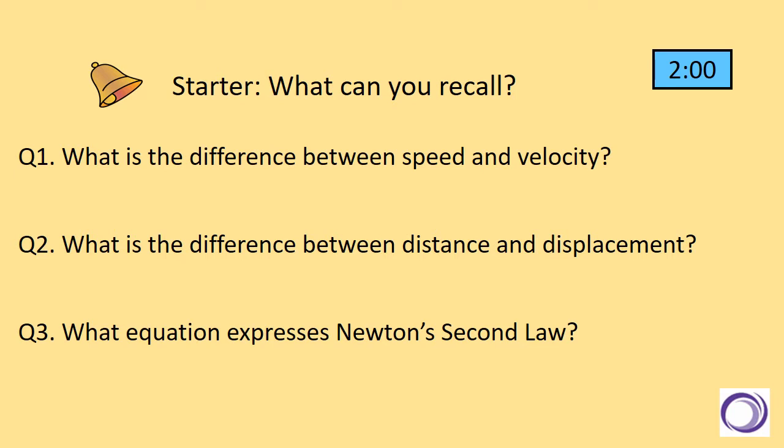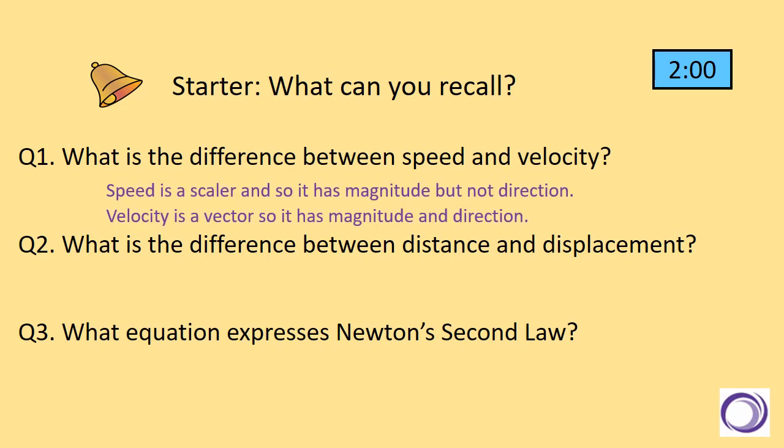Question one then, difference between speed and velocity. Speed is a scalar, velocity is a vector. And what that means is if we're talking about the speed of something, we only need to talk about its magnitude. So that's the amount. So we might say something has got a speed of 22 meters per second. And that's it. We've said the magnitude, the number.